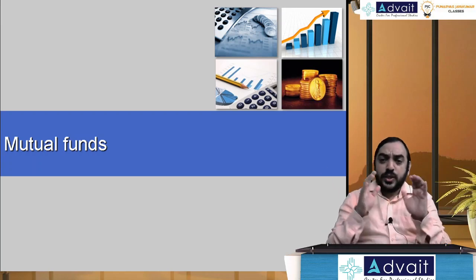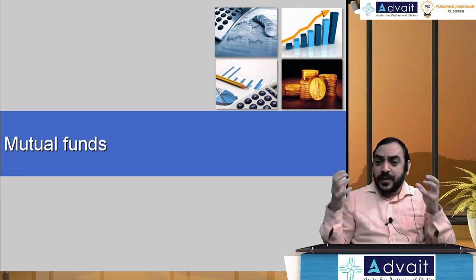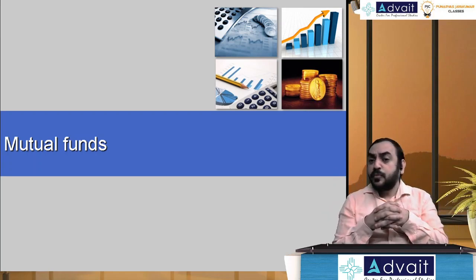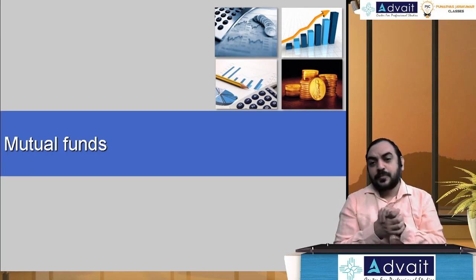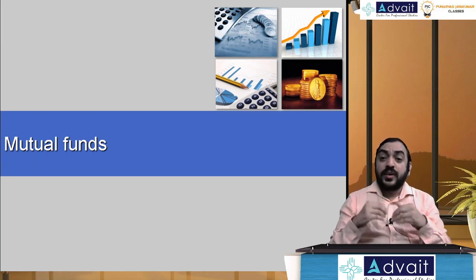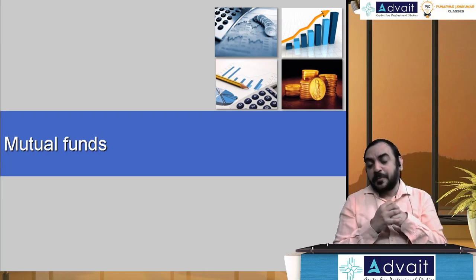So essentially, a mutual fund is a fund. What do you mean by fund? It's a pool of funds. Many people come together and invest. Pool of funds, and that money will be invested. What is the reason? Why is this required? How has it evolved over a period of time?